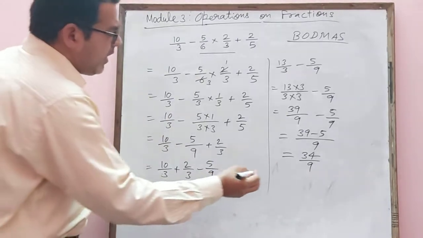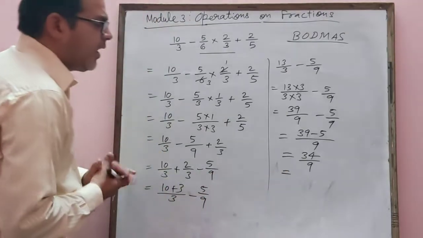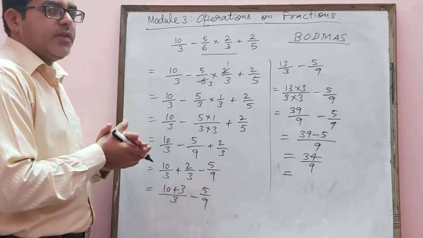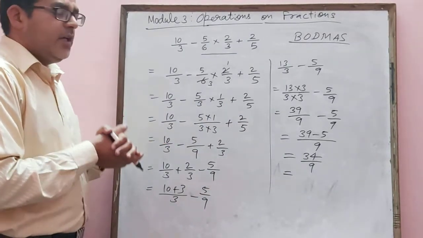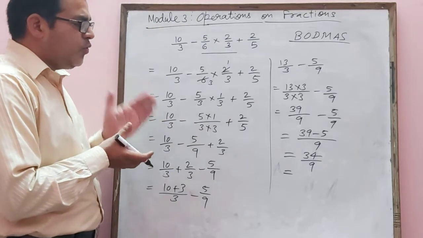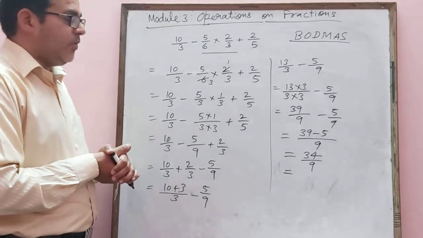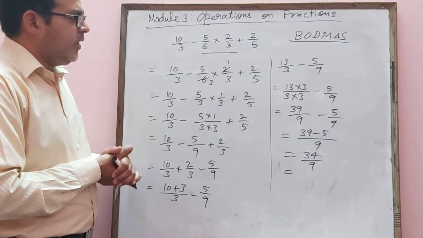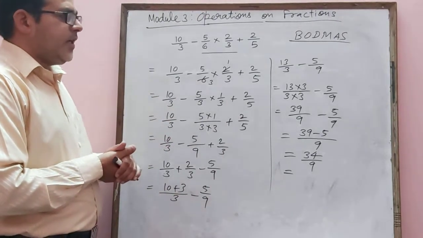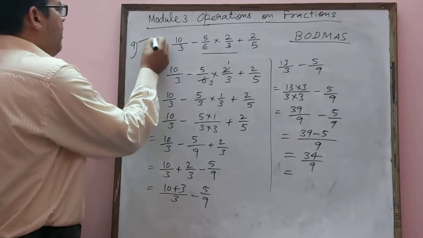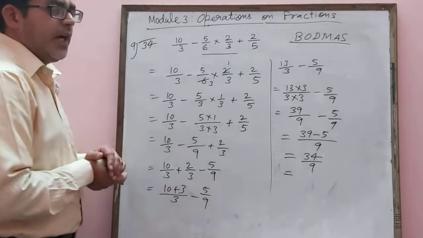Now you can see here this 14 by 9. Which kind of fraction is this? This is an improper fraction, since 9 is the denominator and it is less than 14. So we need to convert this improper fraction into a mixed fraction. How can we convert it? By dividing 14 by 9. So how many times?